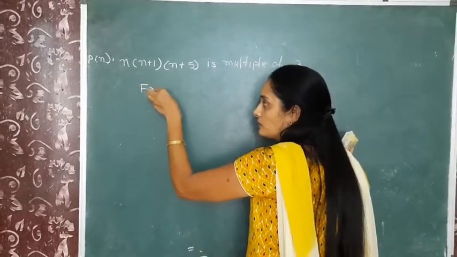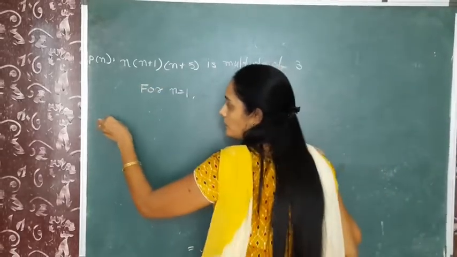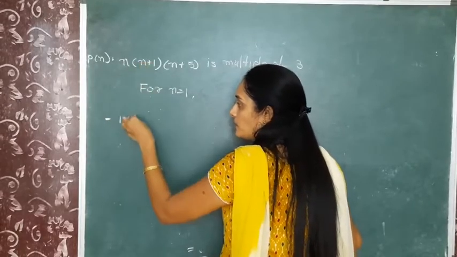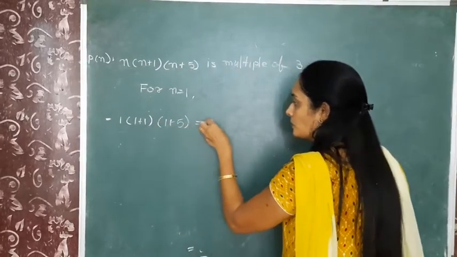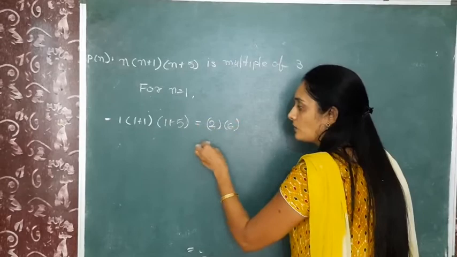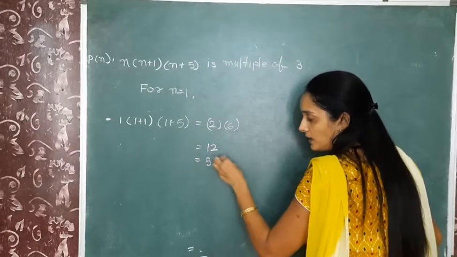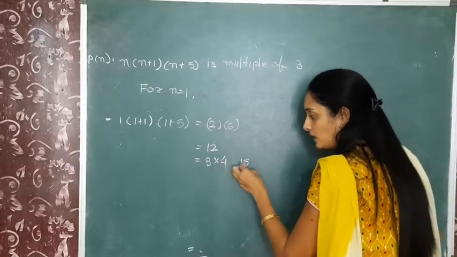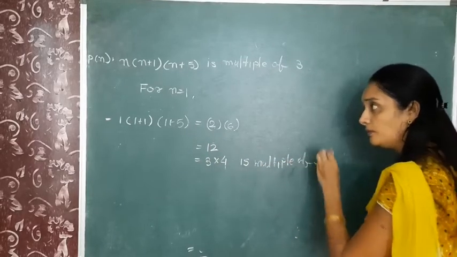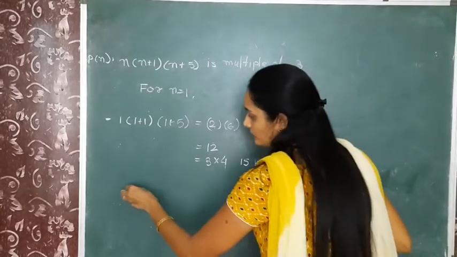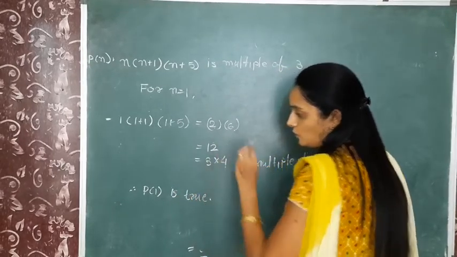Now first we prove statement is true for n is equal to 1. So for n is equal to 1, we take this term. So here 1, 1 plus 1, 1 plus 5. So 2 into 6. So we have 12, and 12 is a multiple of 3, because we can also write this as 3 into 4, which is a multiple of 3. So we say that therefore P of 1 is true.